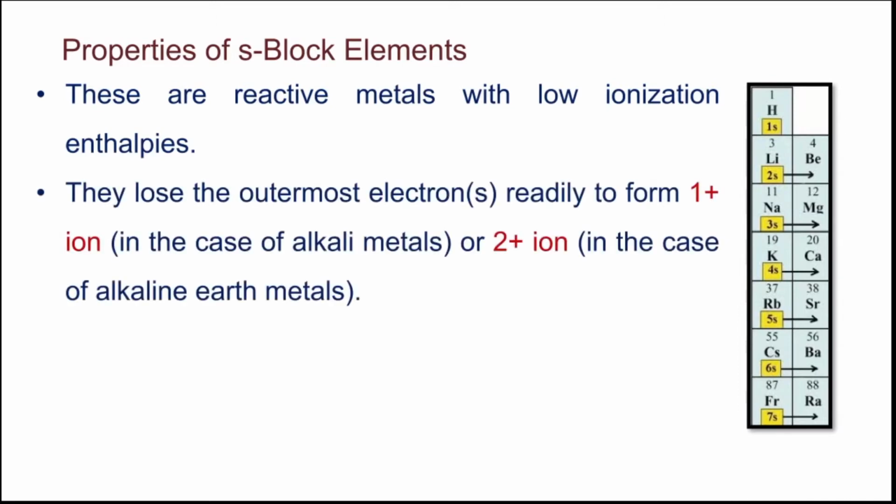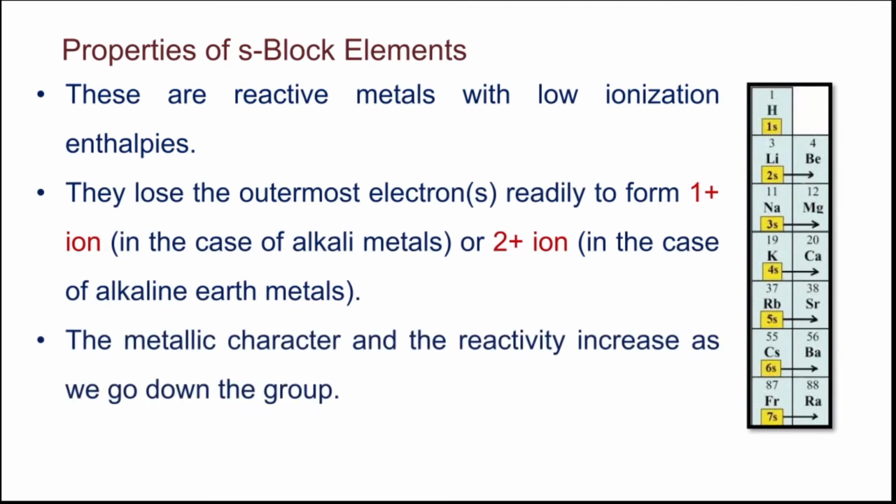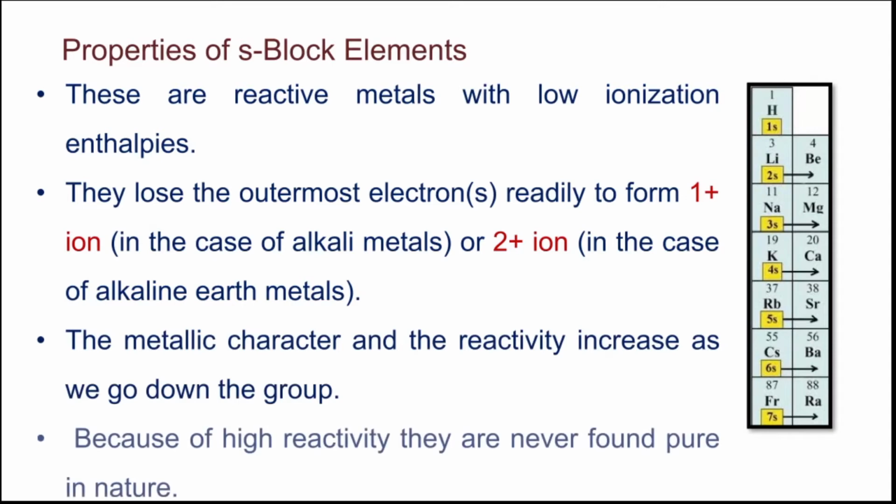They lose the outermost electrons readily to form a +1 ion in the case of alkali metals, or a +2 ion in the case of alkaline earth metals. The metallic character and the reactivity increase as we go down the group. The size increases, so we can say their reactivity also increases, as well as their metallic character, down the group. Because of high reactivity, they are never found in pure states.